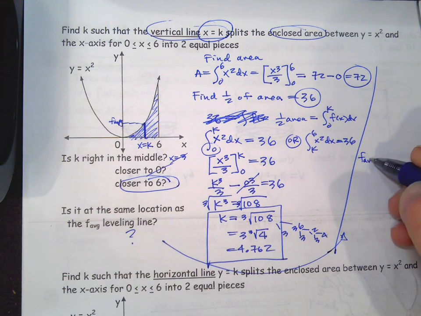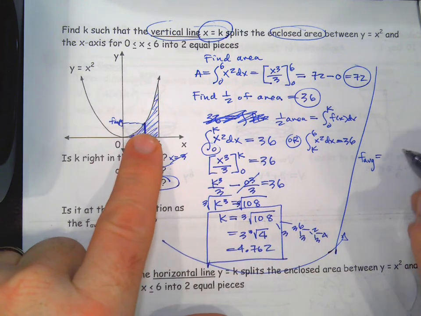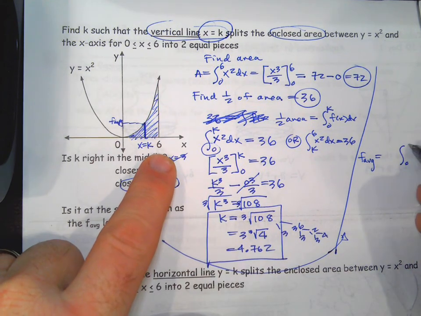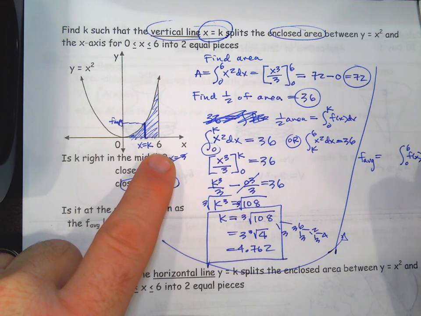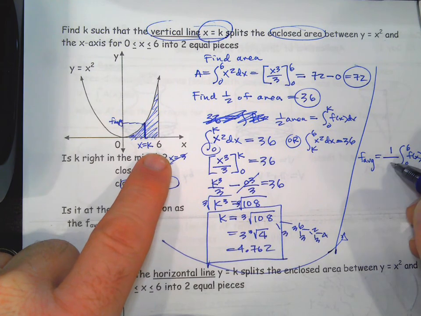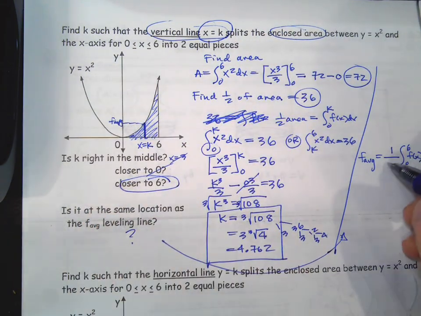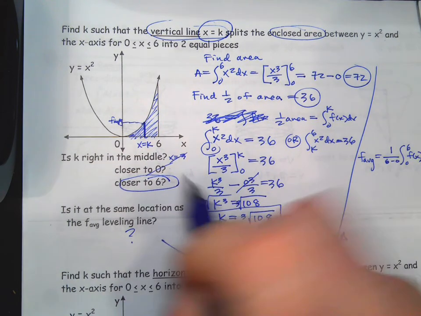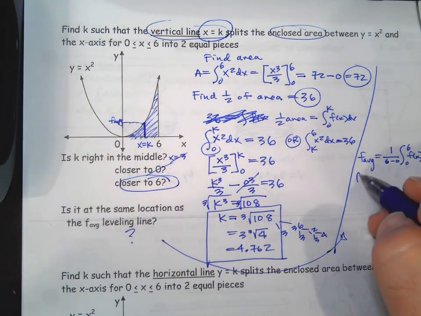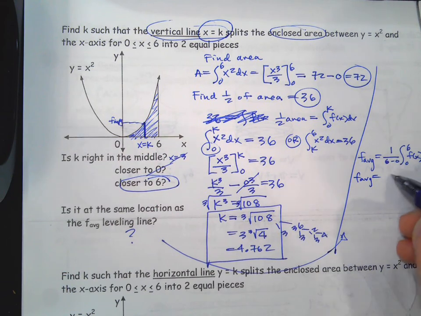So the formula for f average. Now, I don't memorize this formula. I say, okay, well, let's take the area under the curve from 0 to 6, right? And then divide it by the base of the rectangle. It's like we level it out. Remember that? We level the area out. And the base of the rectangle is the distance between the limits. So for us, that's going to be 1 over 6 minus 0, integral from 0 to 6 of x squared dx.